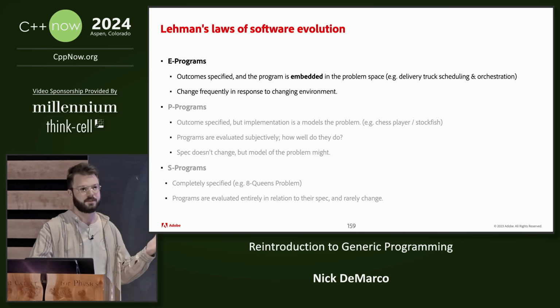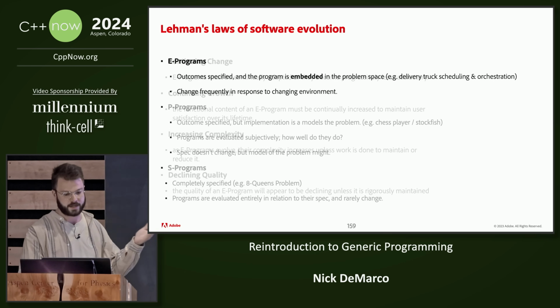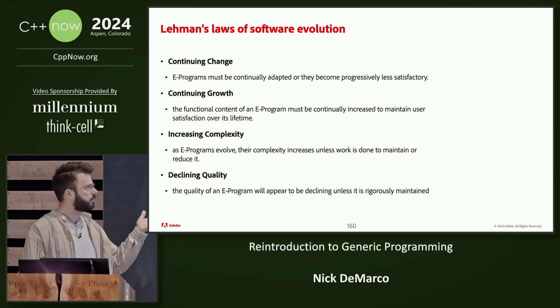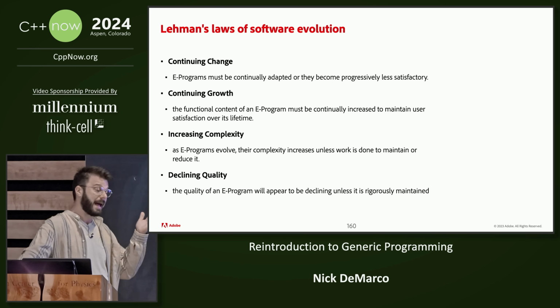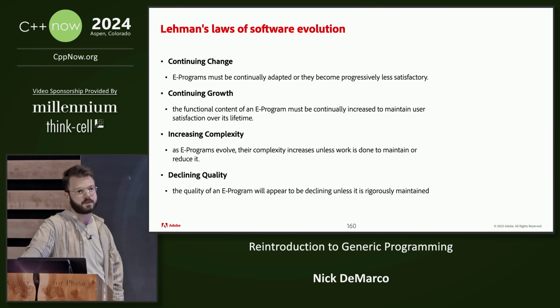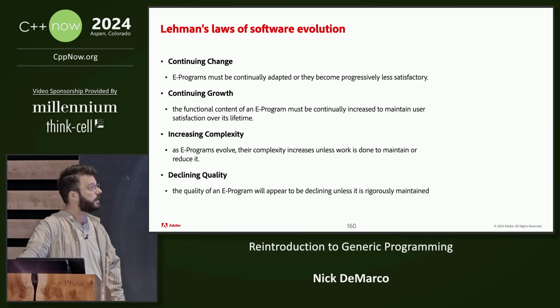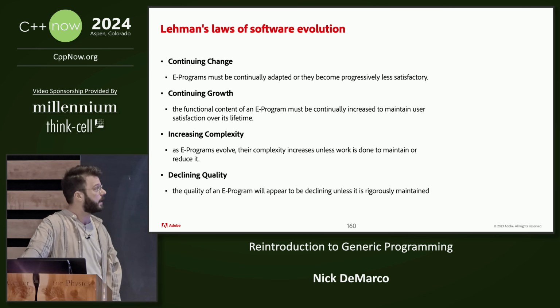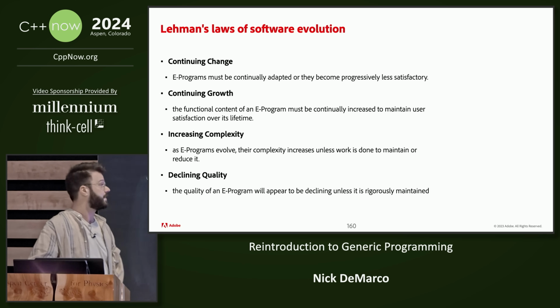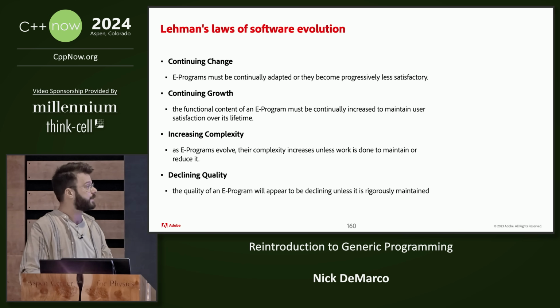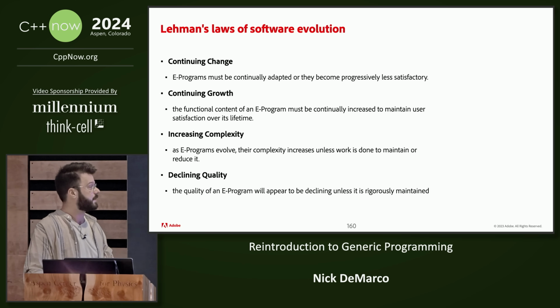So why does any of this matter? Fun taxonomy, cool quote, but why do we care? Then Lehman identified these, well, he had 8, I'm showing you 4 laws of software evolution. And a lot of these to me are just, I take as given. E programs must be continually adapted or they become progressively less satisfactory. Every product manager I've ever spoken to has confirmed that. Increasing complexity. As E programs evolve, their complexity increases unless work is done to maintain or reduce it.